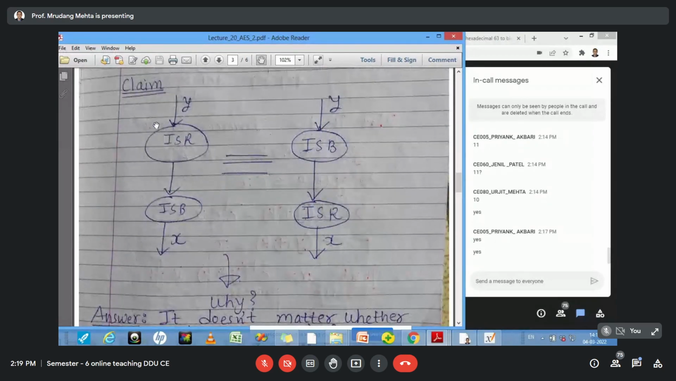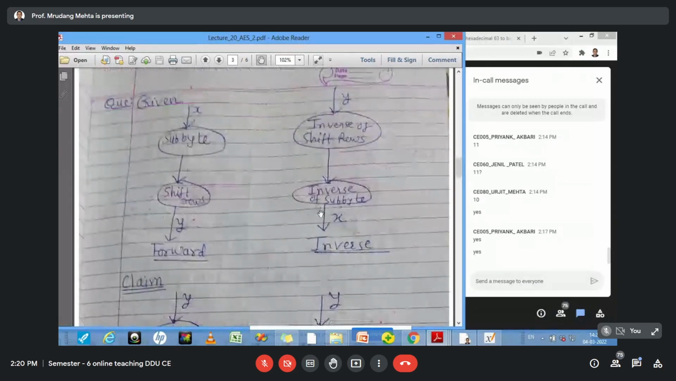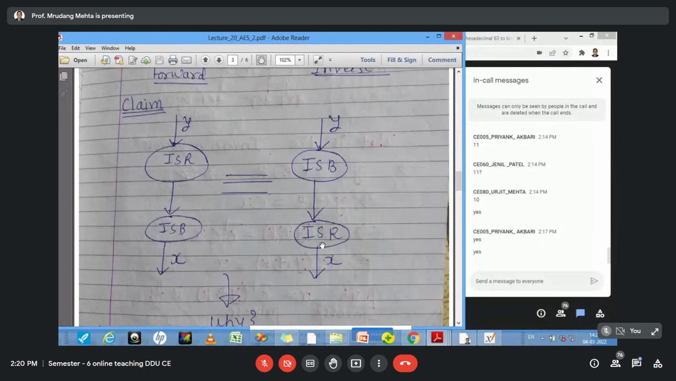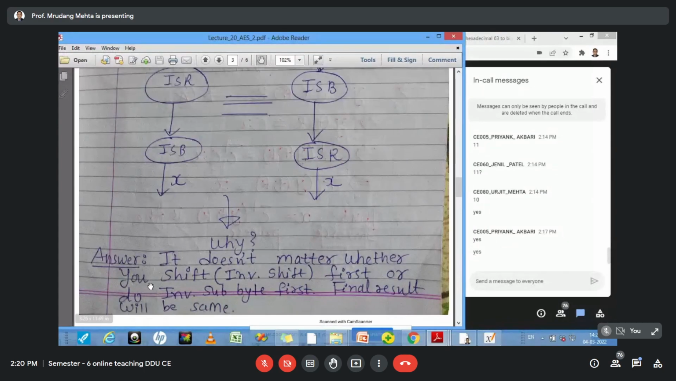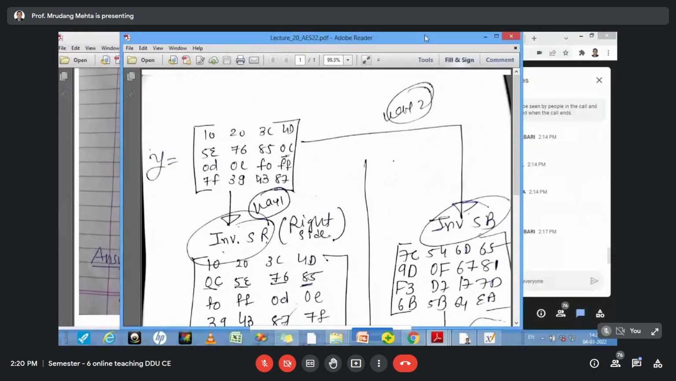Our claim is that inverse of shift row followed by inverse of sub byte is equivalent to inverse of sub byte first followed by inverse of shift row. In ISR means inverse of shift row. Why is it so? Because it doesn't matter whether you do inverse shift first and inverse sub byte after, or inverse sub byte first. Order doesn't matter. And I am giving you one example. See this example. Can you see this example?